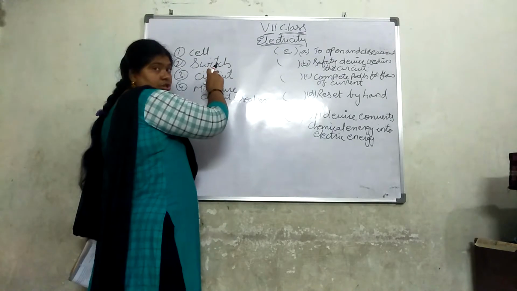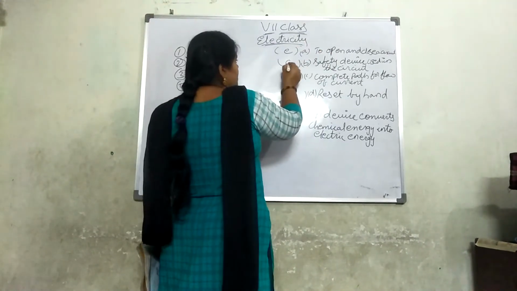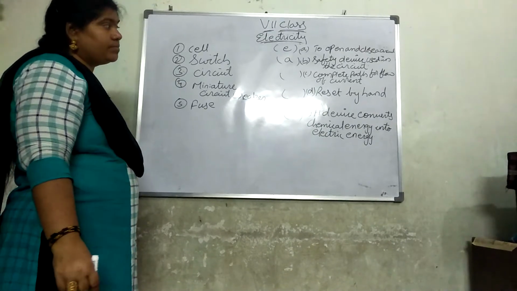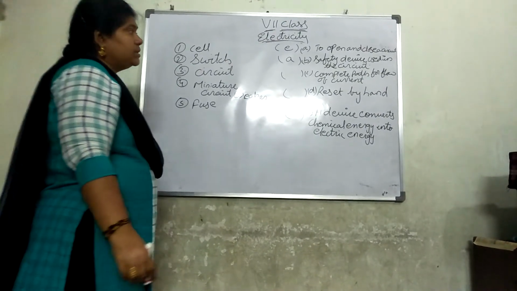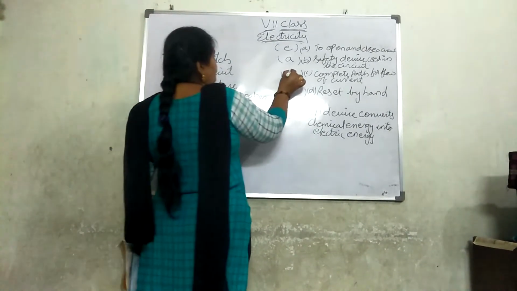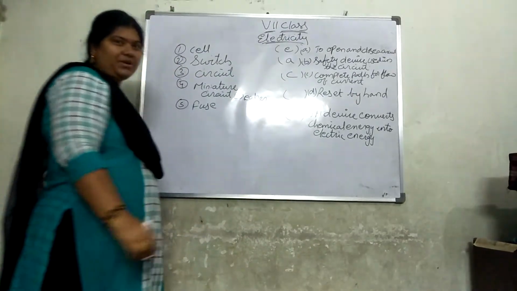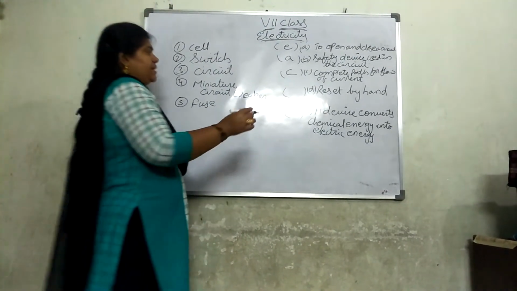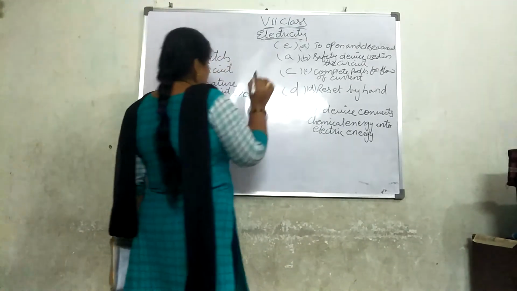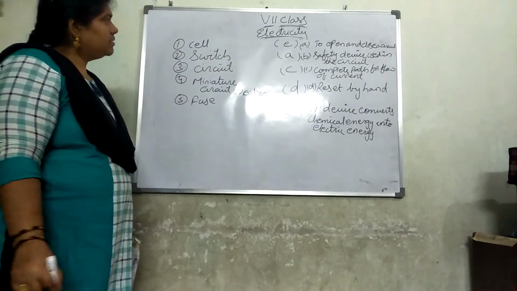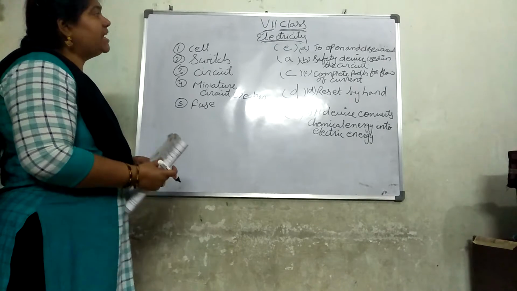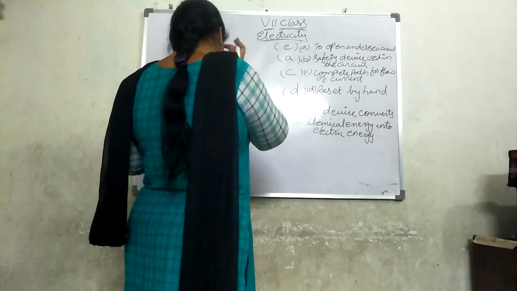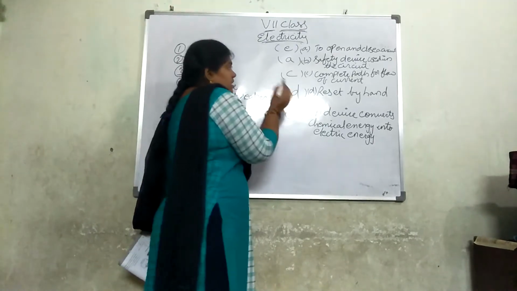What is a switch? To open and close a circuit. Okay, then what is a circuit? Complete path of flow of current. Okay, what is miniature circuit breaker? Reset by hand. Then what is a fuse? Safety device used in the circuit.